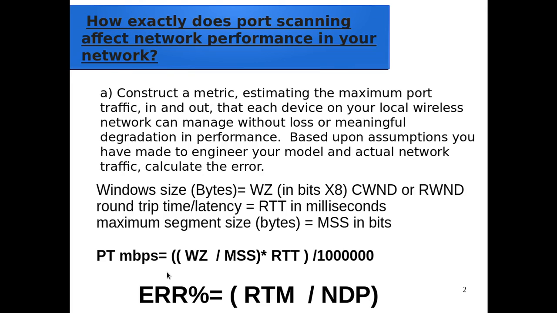On the other hand, the error is easy to explain because the number of errors in a TCP connection is basically defined by the number of retransmissions. So basically the error would be equal to the number of retransmissions divided by the number of data packets that were sent in that connection.